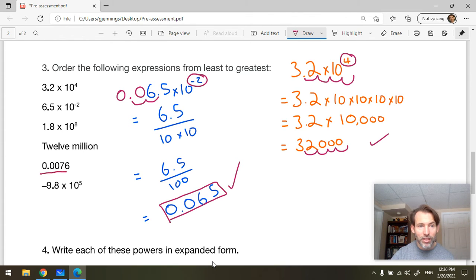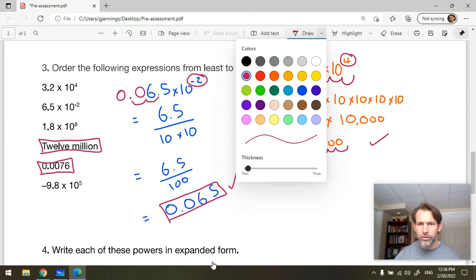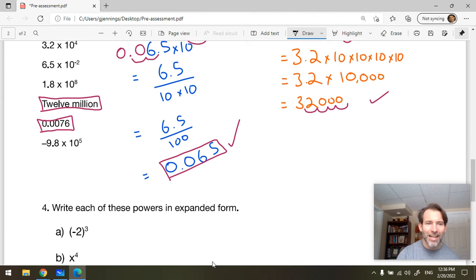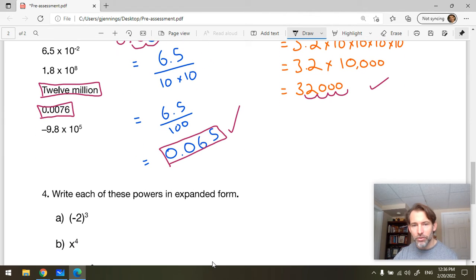Now let's see if we can put this one and this one into scientific notation so that we can be sure that we've mastered this important topic. All right, so first of all, 12 million. First, let's write it out. 12,000,000. That is 12 million. Now, scientific notation always has the decimal to the right of one digit only.